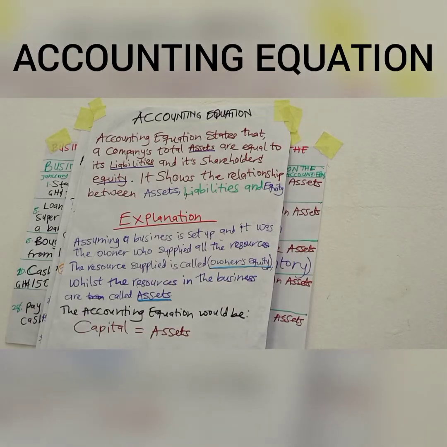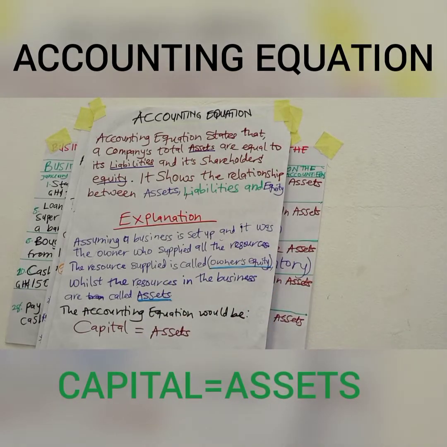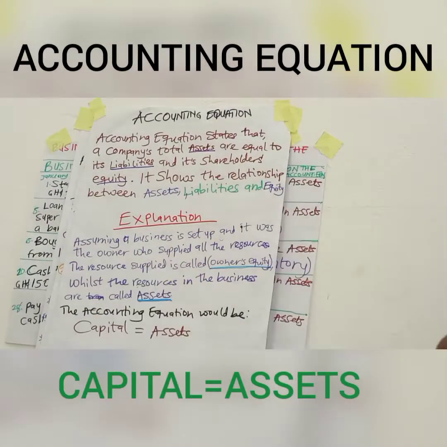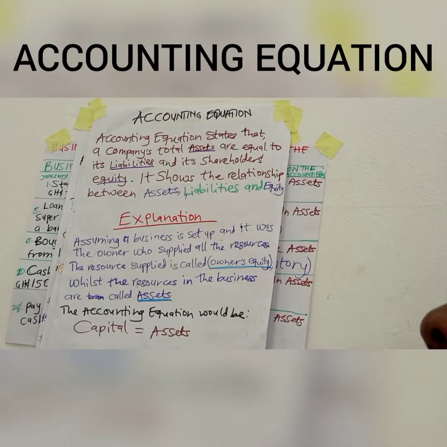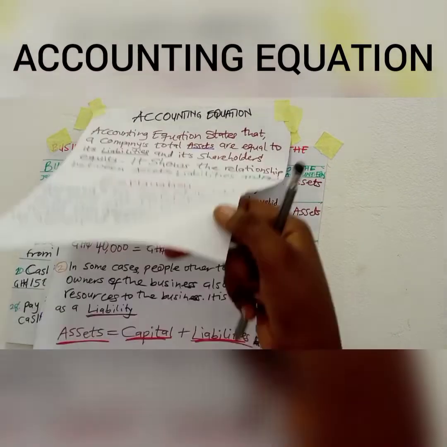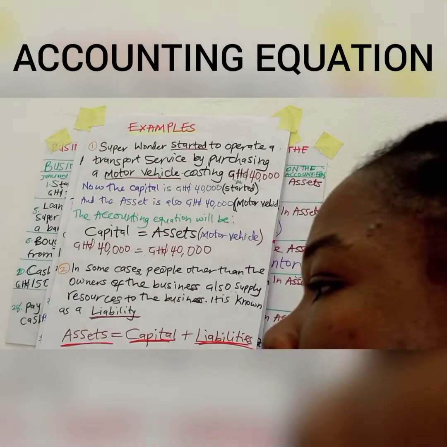So now the accounting equation will be capital or equity is equal to assets. They will all be at par. They will all be equal. I hope you are getting it. So let's explain with examples so that you will get it more.